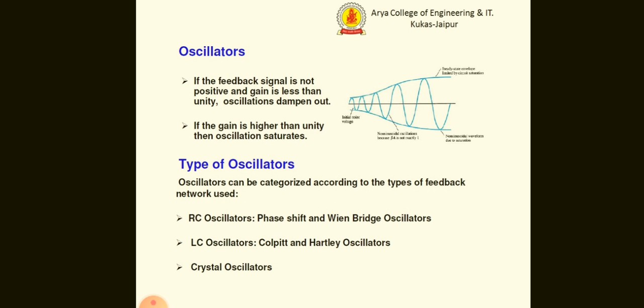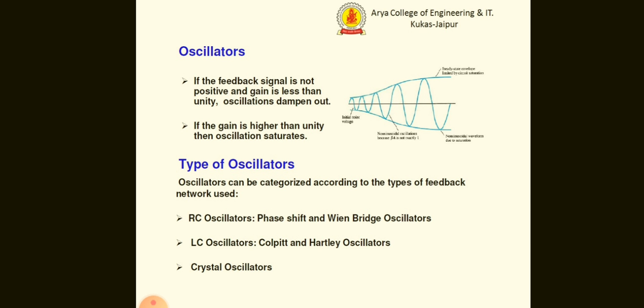Now, we will see the concept behind the oscillator. We have already discussed that positive feedback is used for the design of the oscillator. If the feedback signal is not positive, the gain will be less than unity and our oscillation will dampen out. And if the gain is higher than unity, then the oscillation saturates.